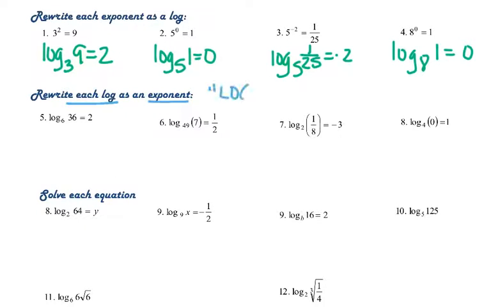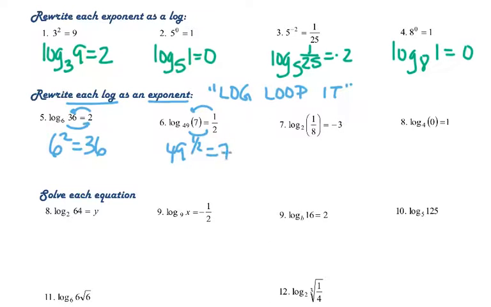So we're going to do something we call log loop it. So we log loop it like this, and this would rewrite 6 squared equals 36. Or here, 49 to the 1/2 power equals 7. Here, if we log loop it, we get 2 to the negative 3 power equals 1/8. And then this one actually has a mistake. It should be 4 to the 0 power equals 1. Obviously not 4 to the 1 power equals 0.